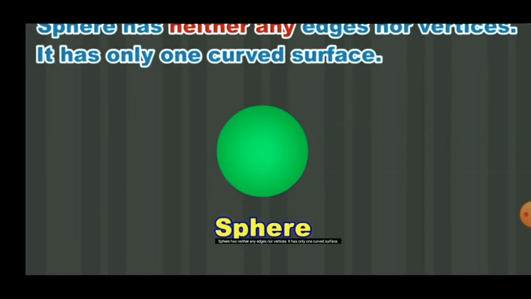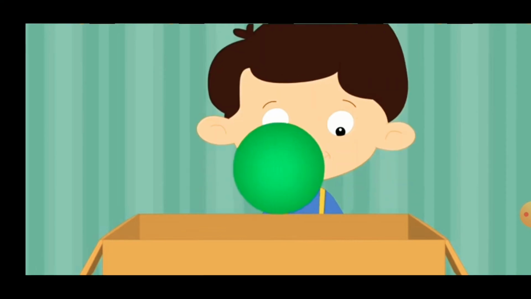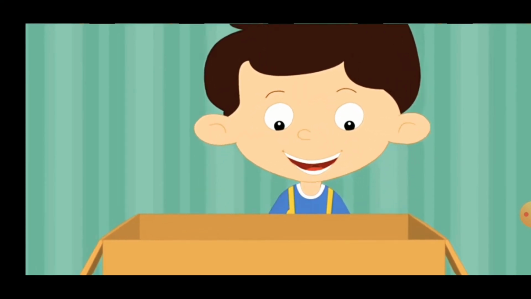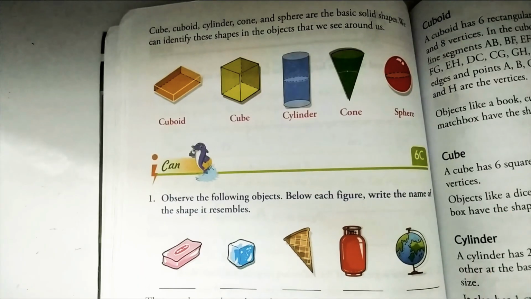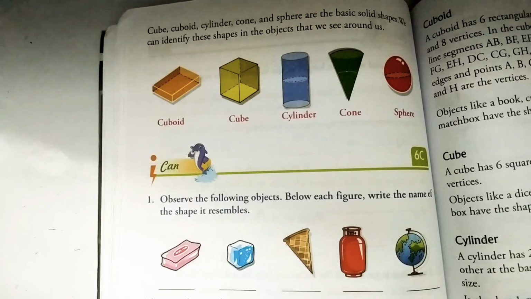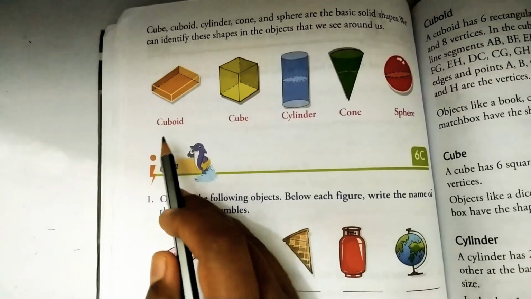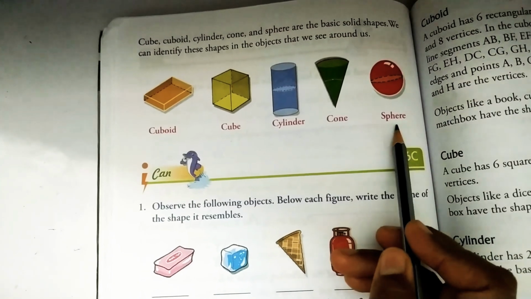Now let's learn about spheres. Spheres have neither any edge nor vertices. It has only one curved surface. Okay. So students, I'm sure you all have understood the different kinds of solid shapes. Here we go. We have the cuboid, cube, cylinder, cone and sphere.